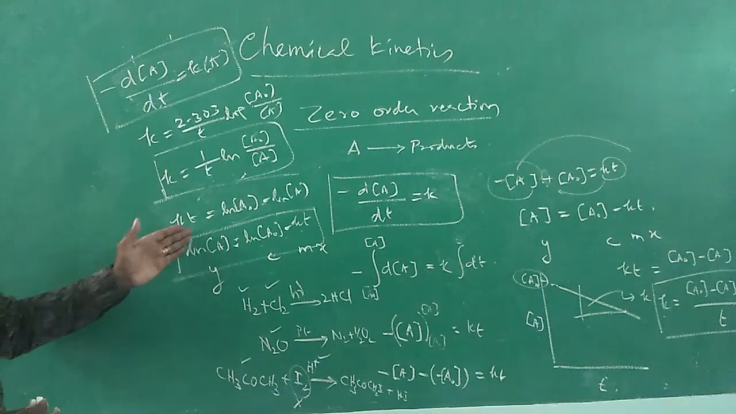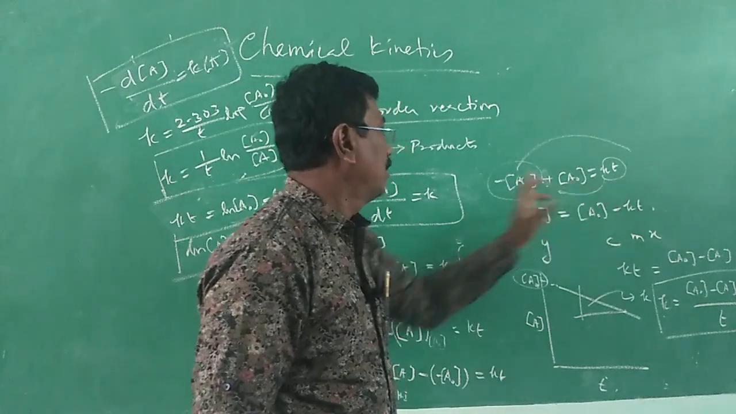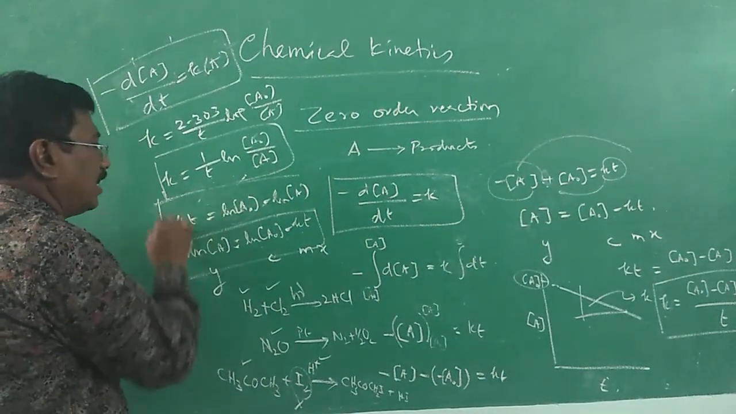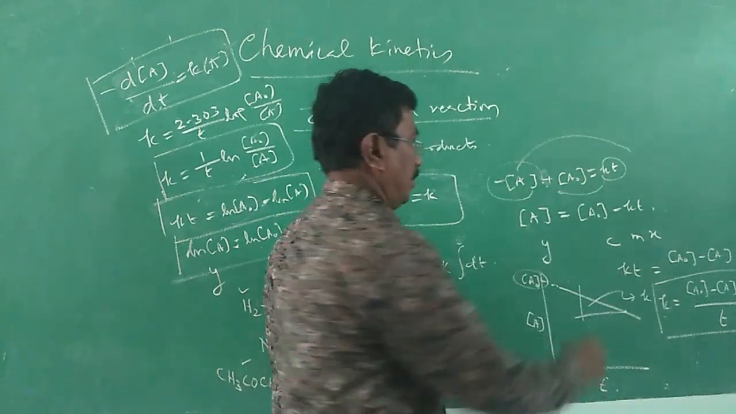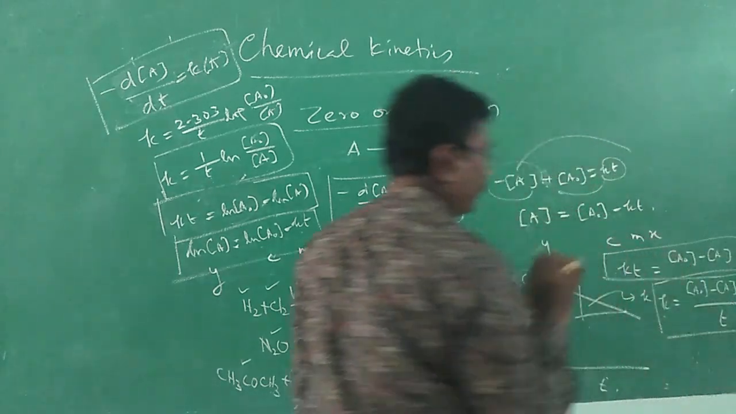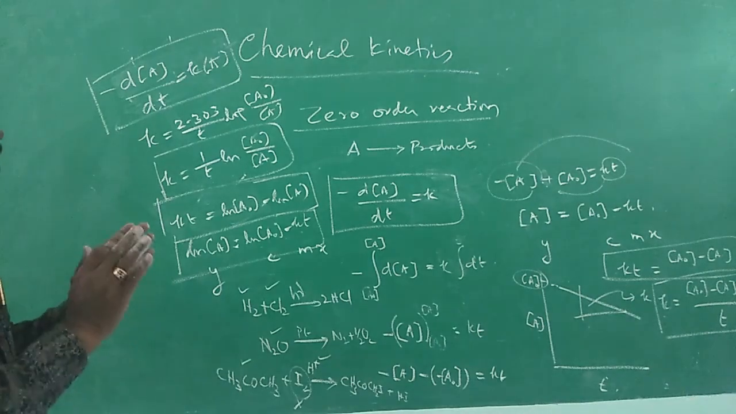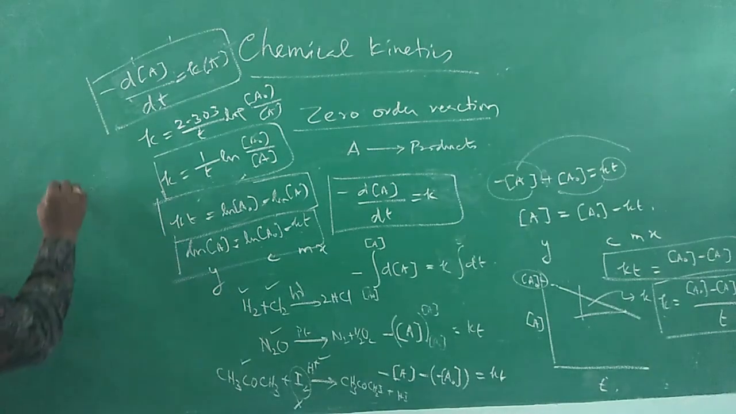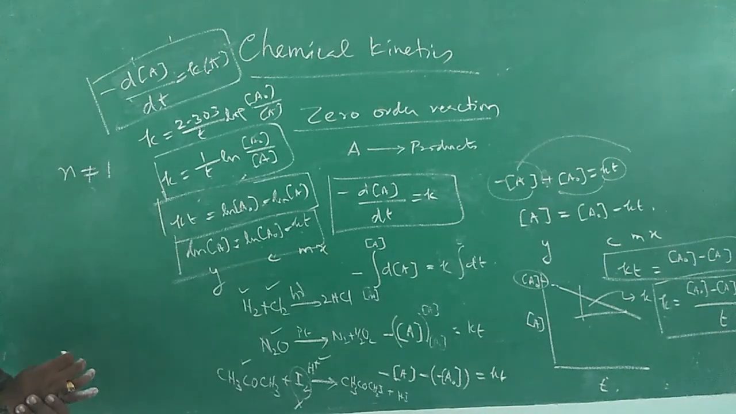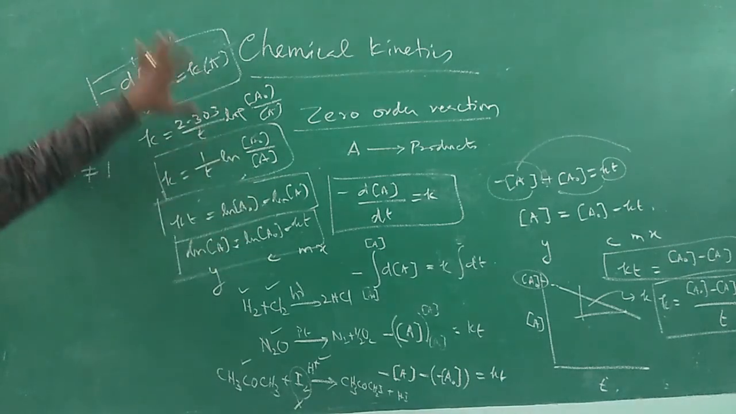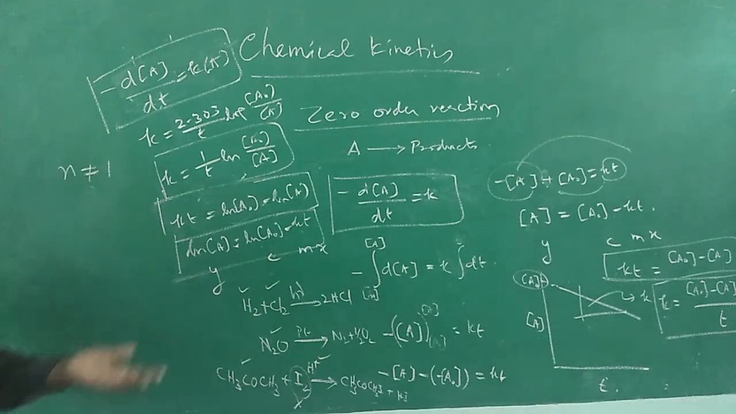Before that, we have got this expression also: kt is equal to this much for first order, and kt is equal to this much for zero order. You should know the difference, or the rate equation differs for different order reactions. When n is not equal to 1, if order is not equal to 1, if order is equal to 1, only this expression. If n is other than 1, it may be zero, second, third, 2.5.